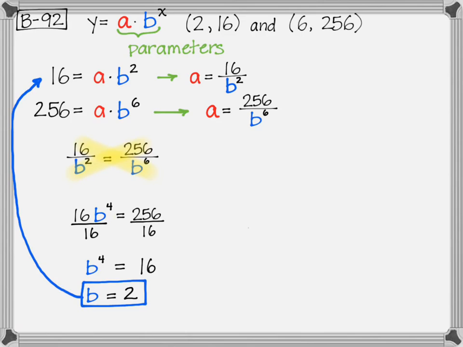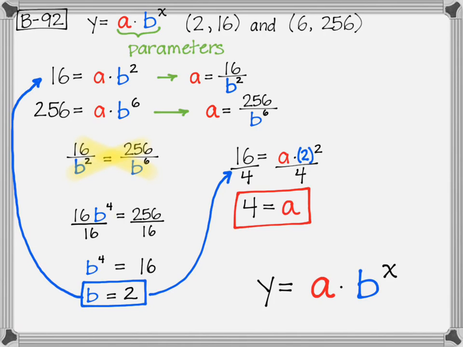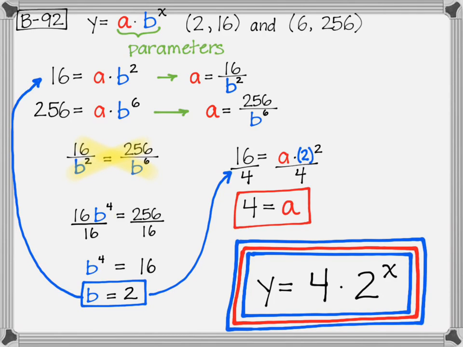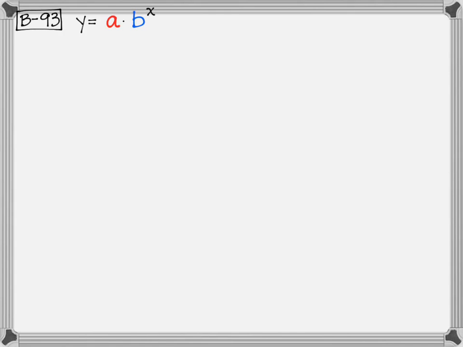We're going to plug that back into that equation, so there I have rewritten it. Plug in the 2 for the b, and that's 4, and we divide by 4. We solve for our a, and now here we're going to substitute it into this equation where our a is 4 and our b is 2, and that's the answer to what would be the equation of the exponential function that has these 2 points. So we're going to do it once more in B93 using these 2 points.